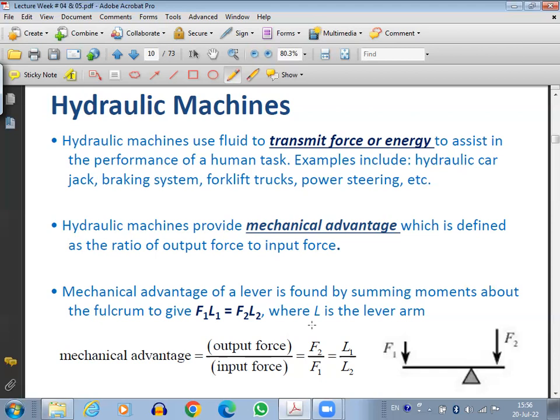And this is all working because of Pascal's law. You apply the pressure, you apply the force at one point in the fluid system, and that force which you have applied, the pressure is transmitted throughout the entire fluid. And this is Pascal's law, because of which hydraulic machines are possible, and they provide the mechanical advantage.